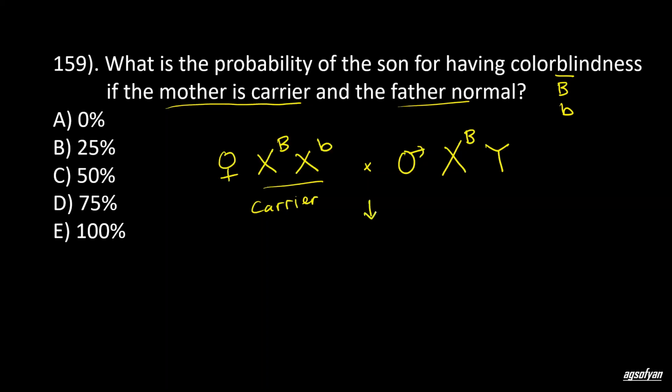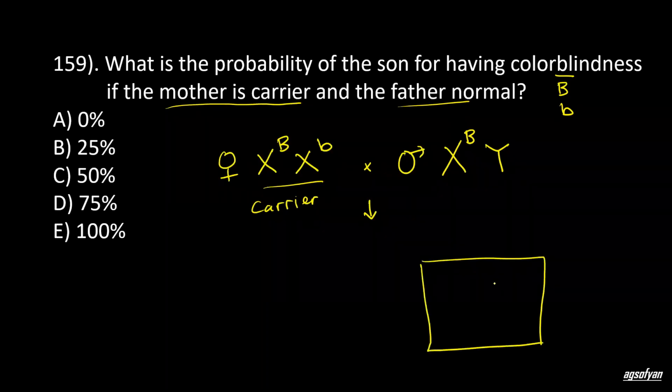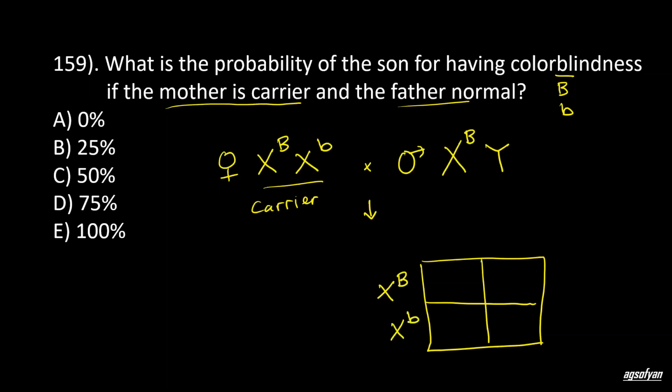Now look at the children. Again, we're going to put it in the Punnett square. This is for mother: X with capital B and X carrying lowercase b. And father: X carrying capital B, which is normal, and Y, because Y doesn't have the color blindness gene, so it does not carry that. Okay, so we combine this.